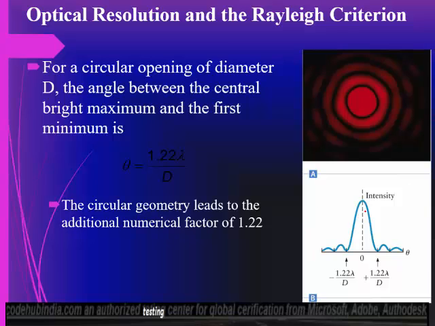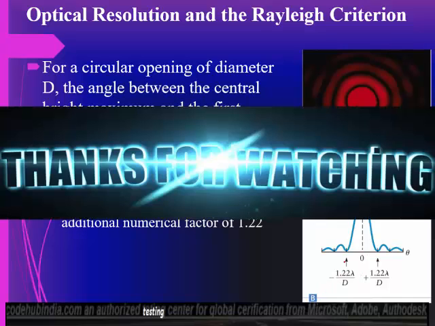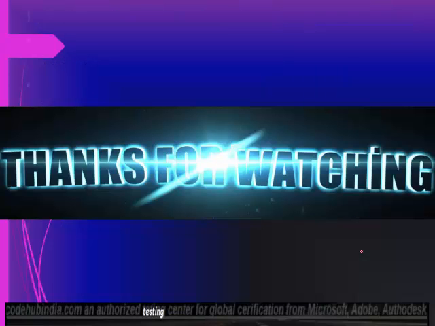This is the maximum and this is the minimum. The first minimum is at 1.22. This value, theta value is 1.22, this is theta, and this is the intensity. And this theta value is 1.22 lambda by d. Clear?